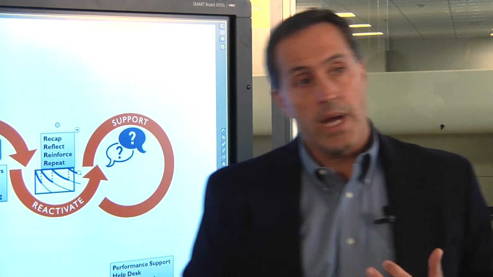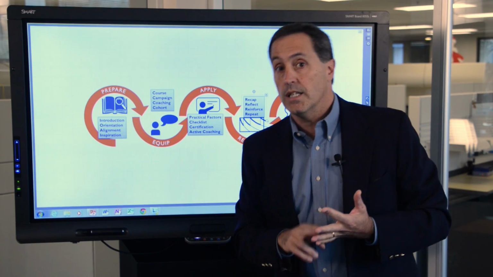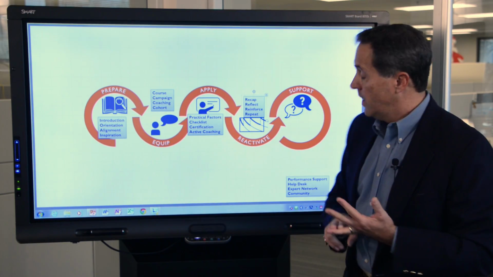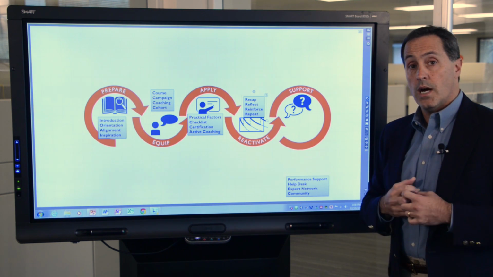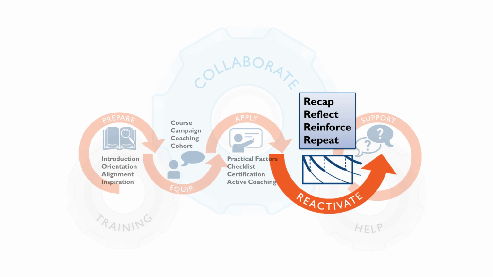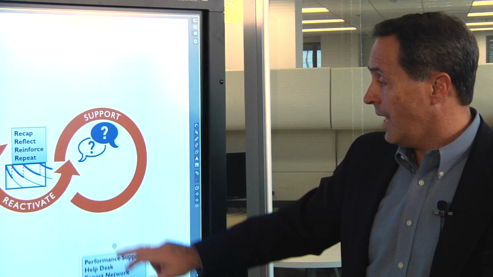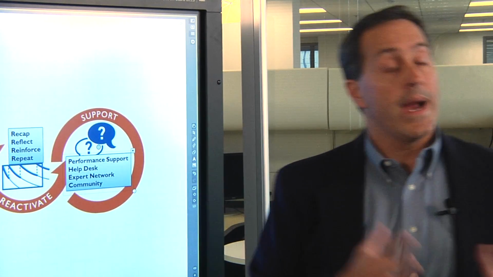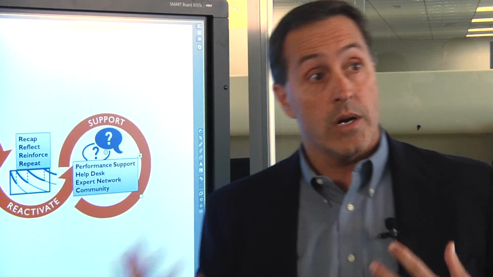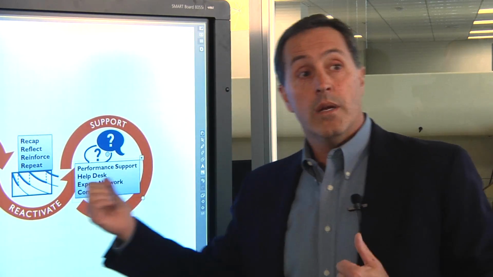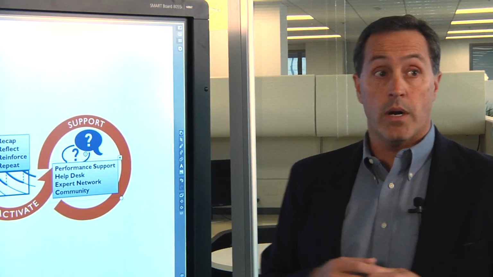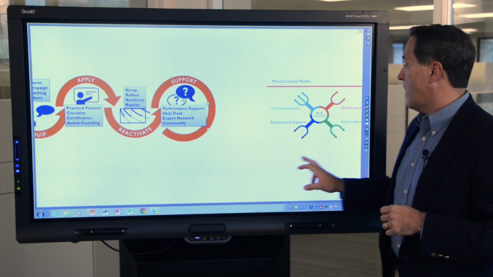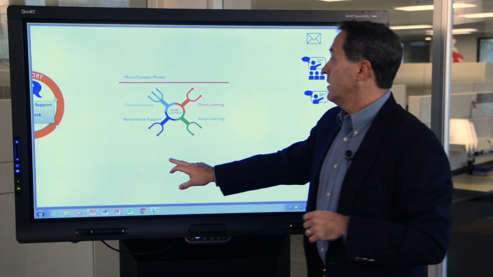Reactivate is interesting. We know how the human brain works. The human brain forgets a lot and forgets very quickly. So in order to take the learning that we've had and turn it into knowledge, we need to recap, reflect, reinforce, and most importantly, repeat over time. And lastly, as we all know, when we're back doing our jobs at our desks, in our field, at the plant, we need performance support because everything that we need to have access to cannot be stored in our head. So how does micro-content play into this?